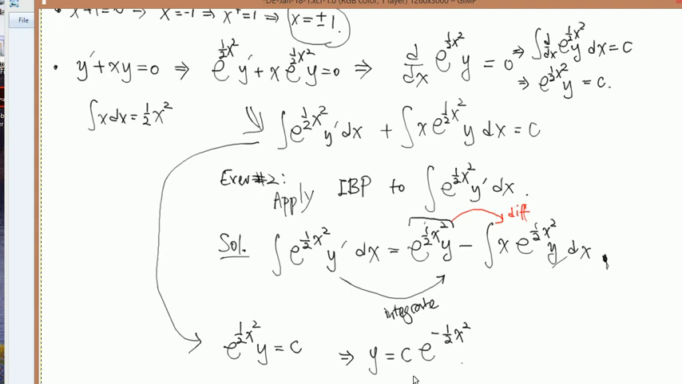But is this really a solution? Then you have to plug back in here and check if it is really a solution, right? That's the existence. Okay? Make sense? All right. So I'm going to save that.